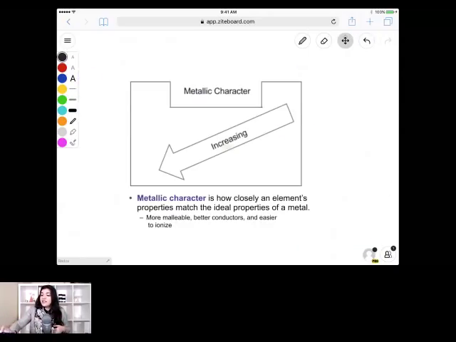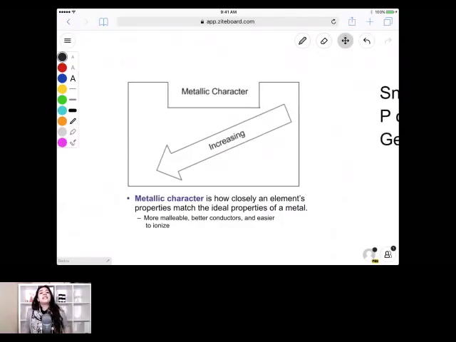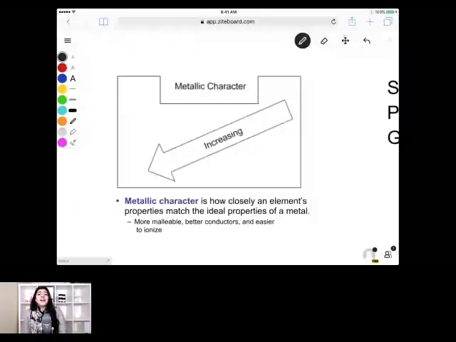And the last trend that I will talk about is called metallic character. What is metallic character even talking about? It's really just saying, does the element behave like a metal? That's essentially it. And it's looking at the different properties of something that behaves as a metal. Your metal is going to be a great conductor. It's going to be more malleable. It's going to be easier to ionize.